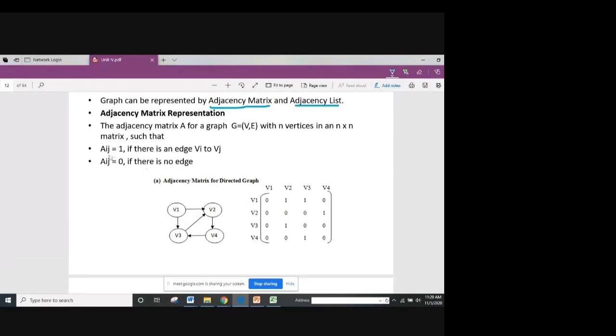For a directed graph, you look at A of ij, I mean row and column. It is equal to 1 if there is an edge, and 0 if there is no edge. So it is very easy.